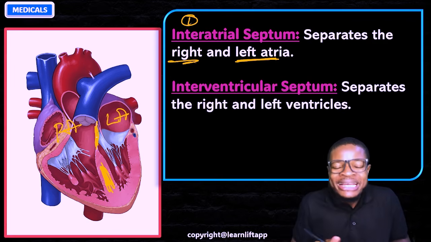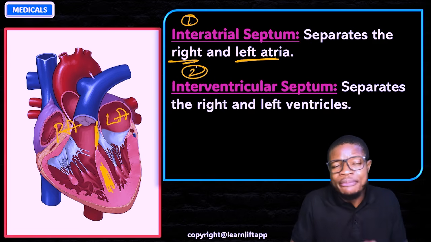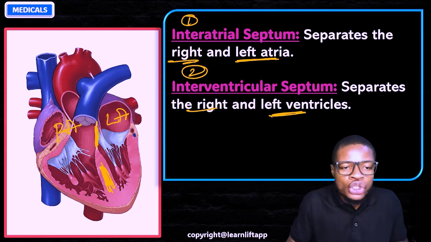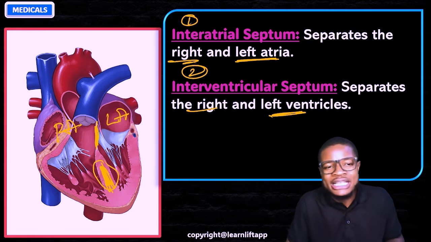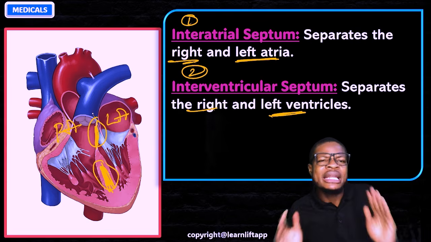The second one is called the interventricular septum. That's number 2. From the name ventricular, it separates the right and the left ventricle. So this is the interventricular septum, and this is the interatrial septum. Very simple, easy, and direct.